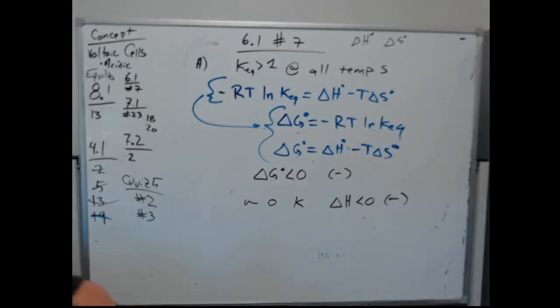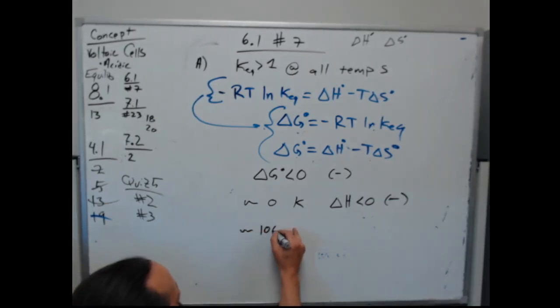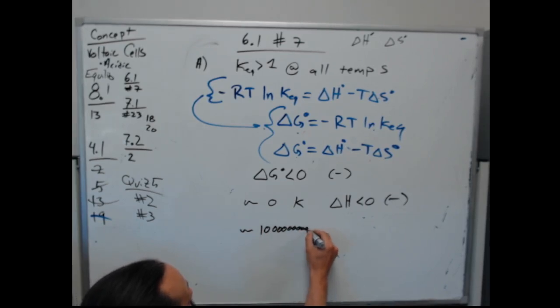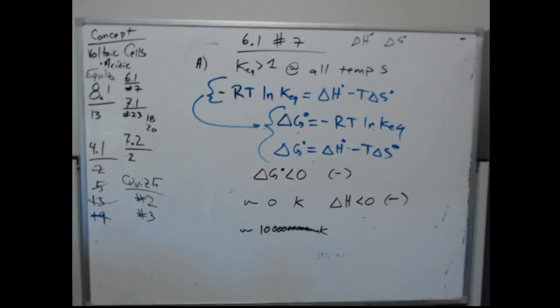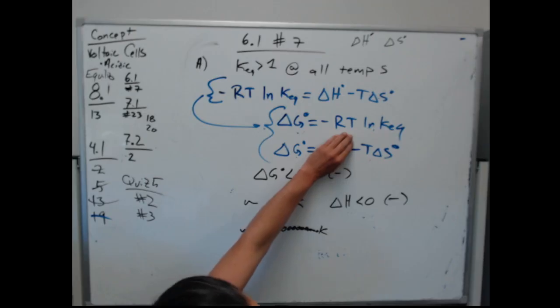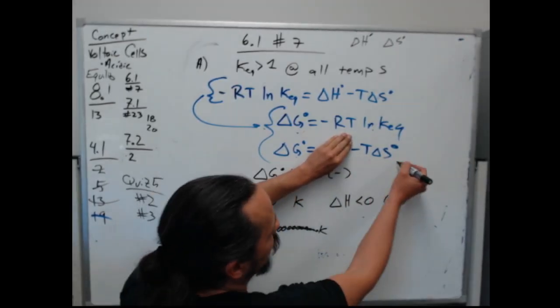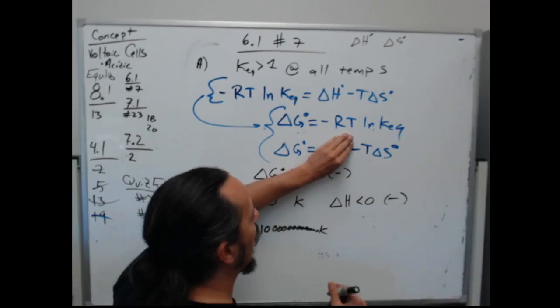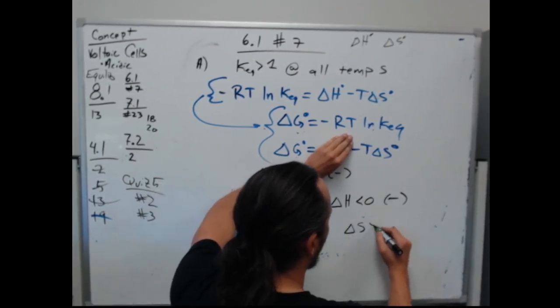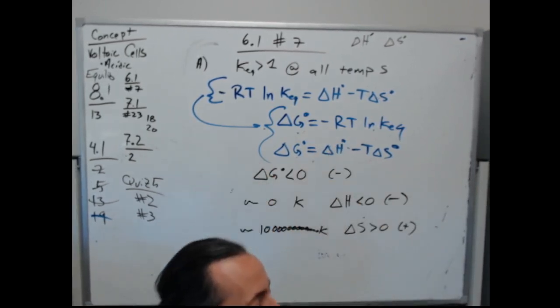Then I go to really high temperature, like 100 billion trillion Kelvin, whatever. The point is, at 100 billion trillion Kelvin, delta H is not going to be that big, and this negative T delta S term is going to completely dominate. So if delta G is negative at 100 billion trillion Kelvin, that means this negative T delta S term must be negative at that really high value. So delta S has to be greater than 0. Delta S has to be positive at that really high temperature.